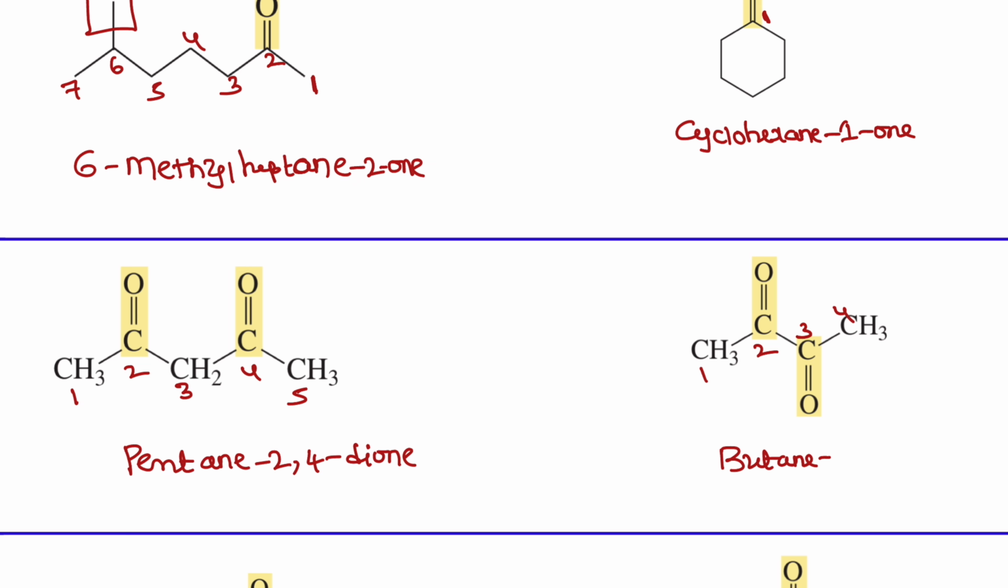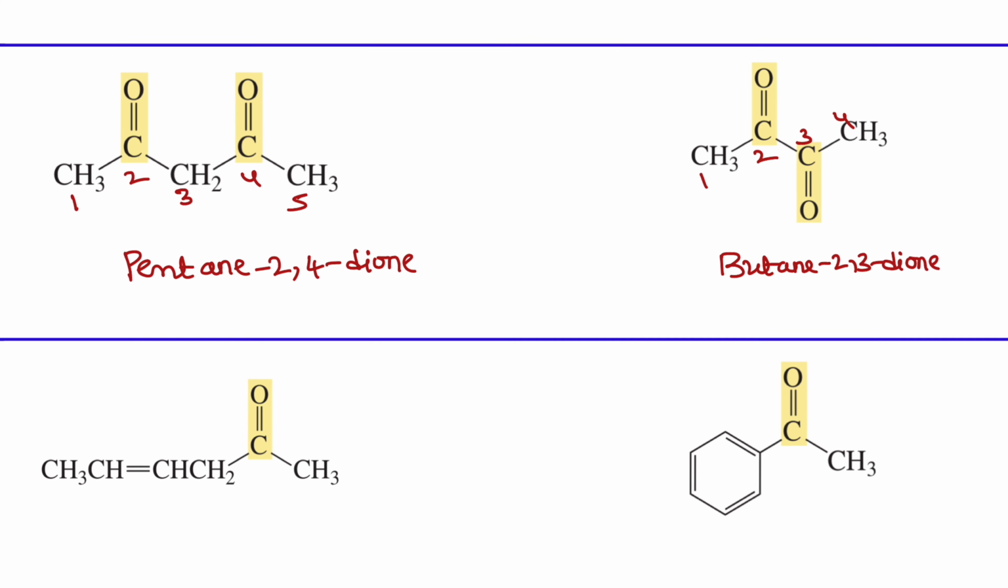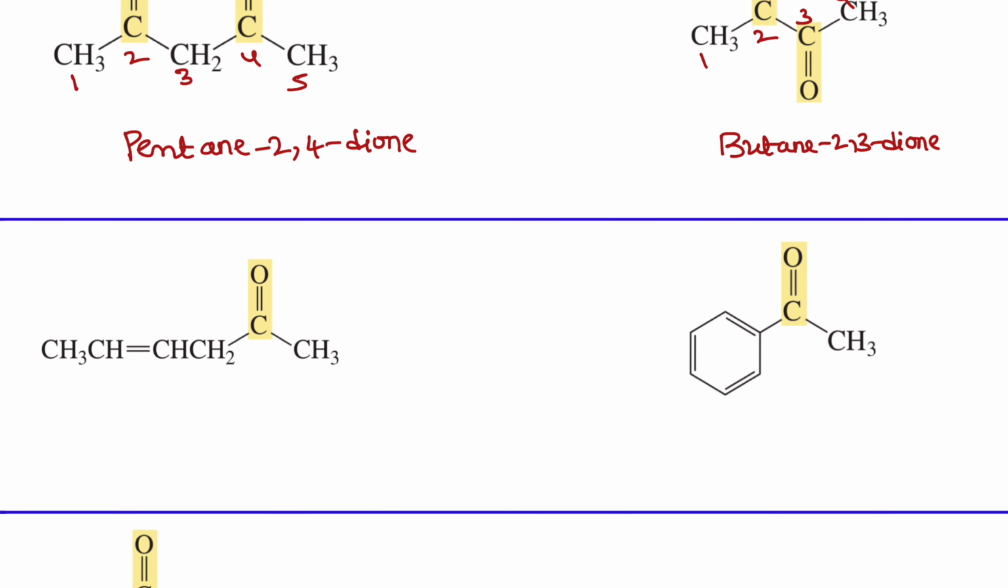Butane, 2, 3, dione. Ketone and C=C double bond, ketone receives more priority. Therefore, numbering is from right side. No branch. Hex, 4-ene, 2-one.